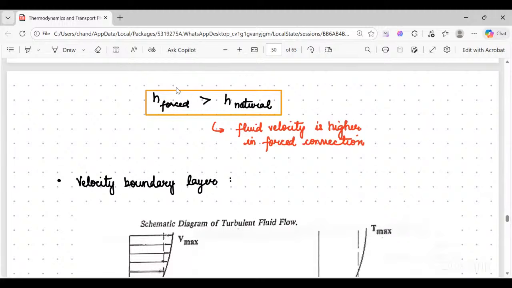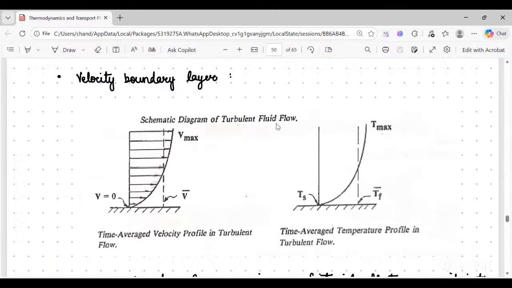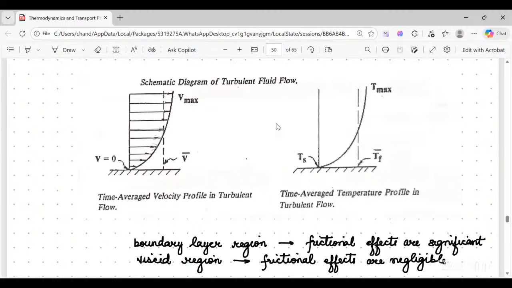In forced convection, the convective constant will be greater than the natural convection coefficient. So for the velocity boundary layer, what do you call a boundary layer? Outside it, friction effects are mostly negligible, the inviscid region. Inside the boundary layer, frictional effects are significant, so in a boundary layer you will be seeing frictional effects.